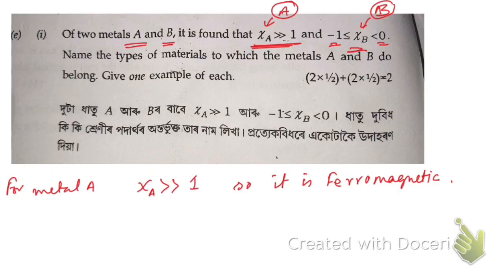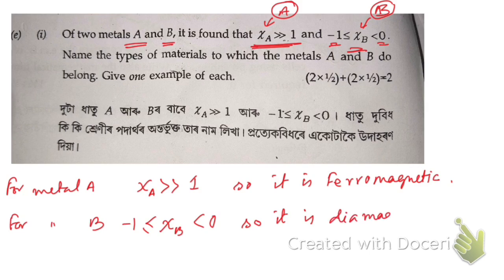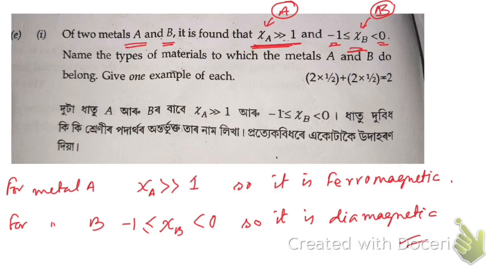And for metal B the susceptibility is given as in between -1 and 0, so it is diamagnetic. Okay, so this is the answer. So that's all. Hope you have understood this.